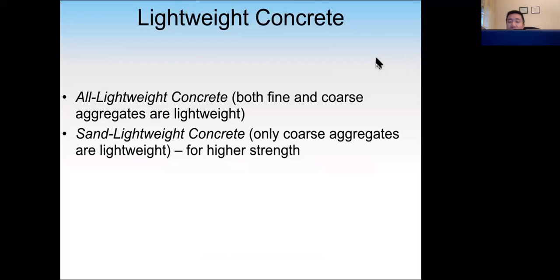Depending on whether the sand and/or the coarse aggregate are lightweight aggregate, we have the first one, all lightweight concrete, which means both the sand and the coarse aggregate are lightweight. If only the coarse aggregate is lightweight, we call that sand lightweight concrete. This type of concrete has higher strength because the sand is traditional normal sand, so the strength of the sand lightweight concrete is higher.